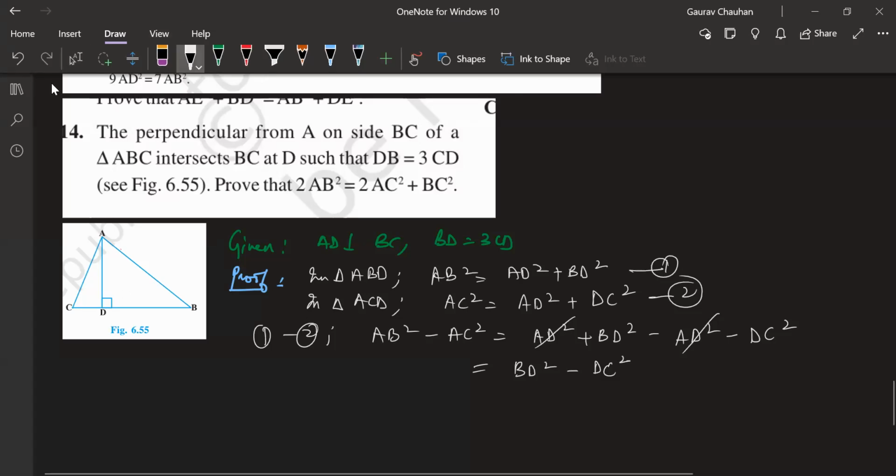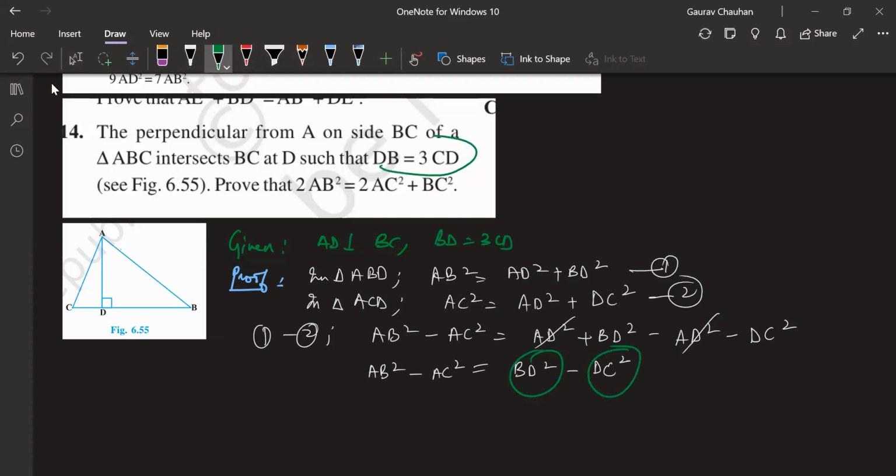Now let's keep this equation aside: AB square minus AC square equals BD square minus DC square. Do we know a relation already between BD and DC? Yeah, we know a relation already. This is already given: BD is equal to 3DC. So I can do that substitution here. I need to make it in terms of one thing. I can make it in terms of DC or BD, whichever you want. I'm going to put BD is equal to 3CD.